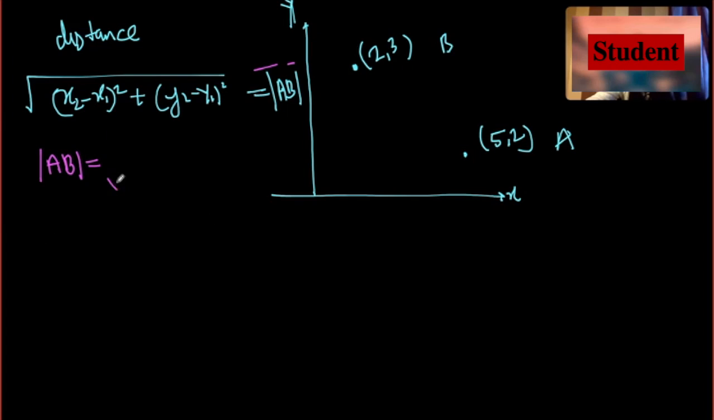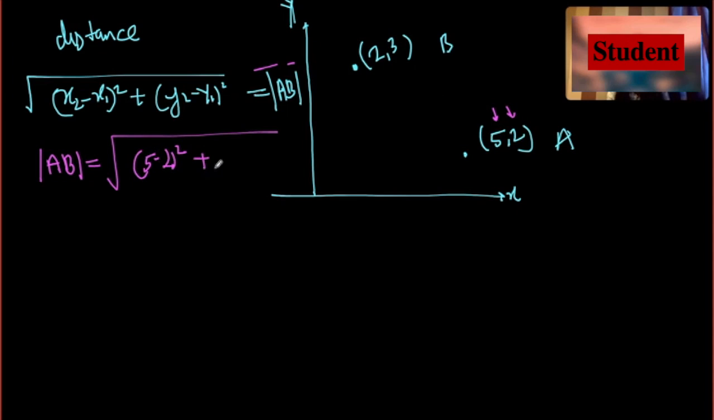So how to do this one is very simple. You can take any one as x2, x1, it doesn't matter. I will take this one as x1 and this one as y1. And x2, I will take this one, the bigger number. So 5 minus 2. So can I write 5 minus 2 whole square?